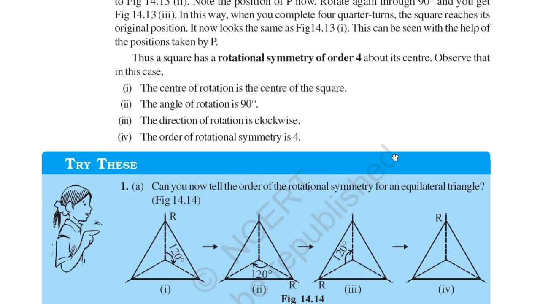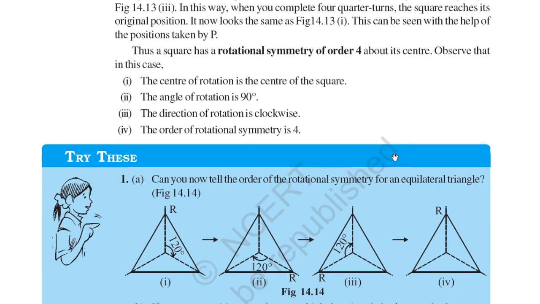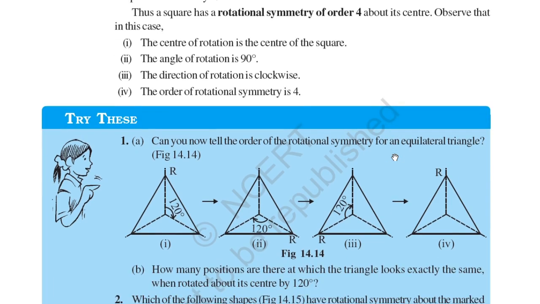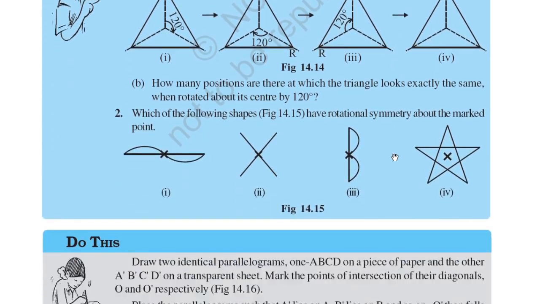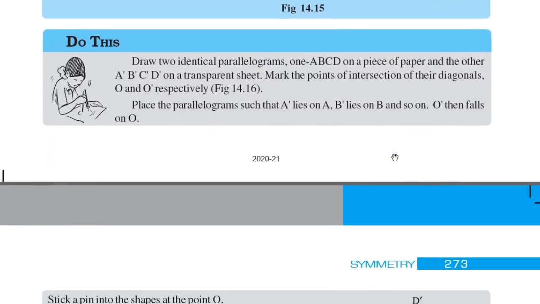Observe that in this case, first, the center of rotation is the center of the square. The angle of rotation is 90 degrees. The direction of rotation is clockwise. The order of the rotational symmetry is 4. So you can try this. So here is a Do This section.